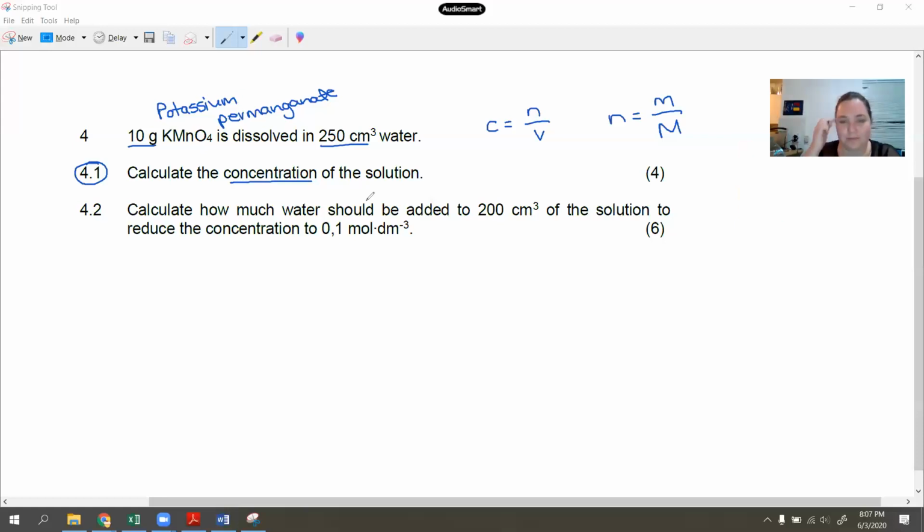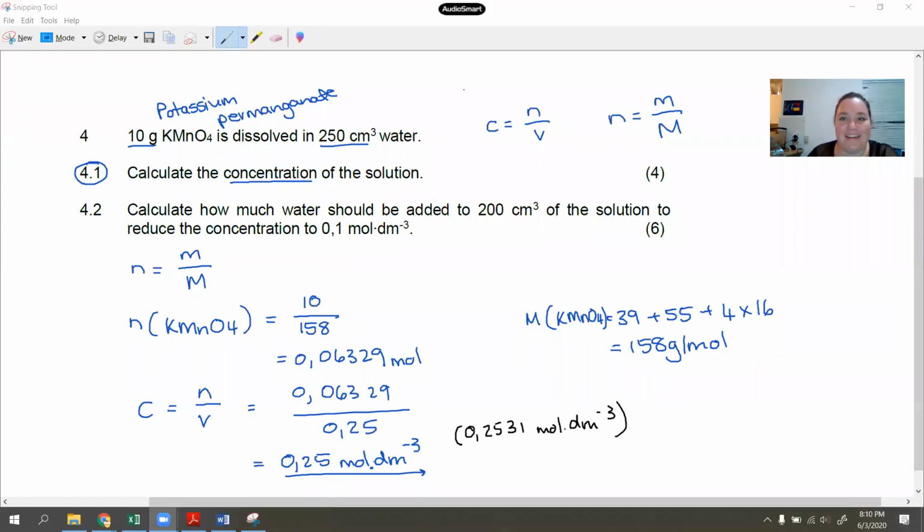Okay, brilliant. So I'm going to quickly share my screen and hope that I haven't messed up anywhere. I know I messed up on this one in the last one, but I don't quite know why. I think it was that we were working out volume. So what I did here was I had my 10 grams, I divided by 158 grams per mole, and that gave me 0.06329 moles. I didn't round up.